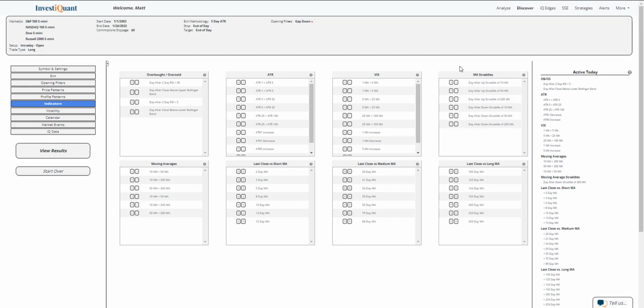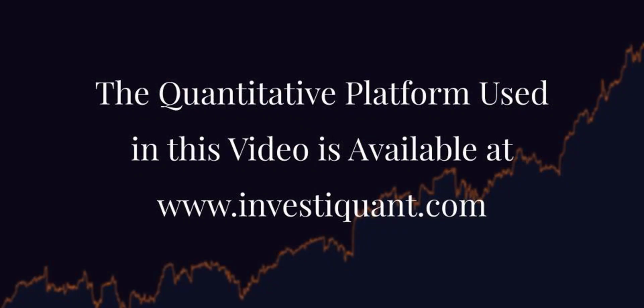So in this case, Thursday, the S&P closed above the 200-day simple moving average. And then Friday, the S&P closed below the 200-day simple moving average. So we pushed below the 200-day simple moving average, closing down there. That's called a down straddle. I can go down to moving average straddles here and click on day after down straddle of the 200-day simple moving average. Active today is telling me that it is true for today. So I've grabbed that. That's the pattern we'll be looking at. Now I can click view results.